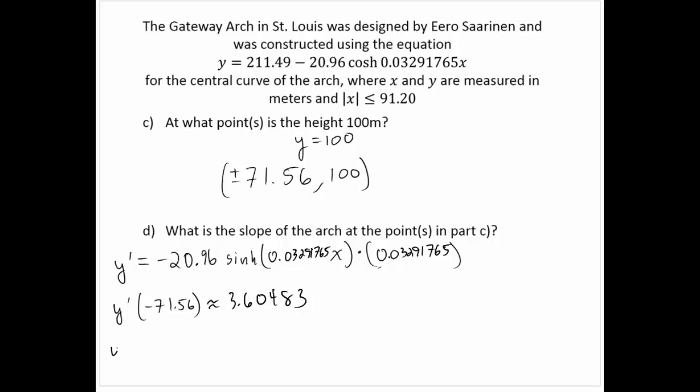And we could similarly find that y prime of positive 71.56 is approximately negative 3.60483.